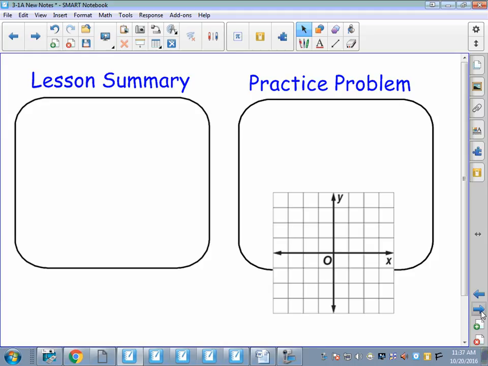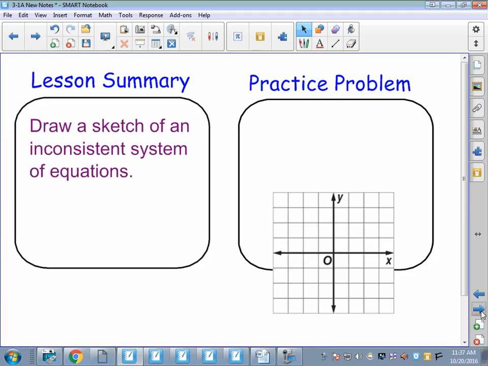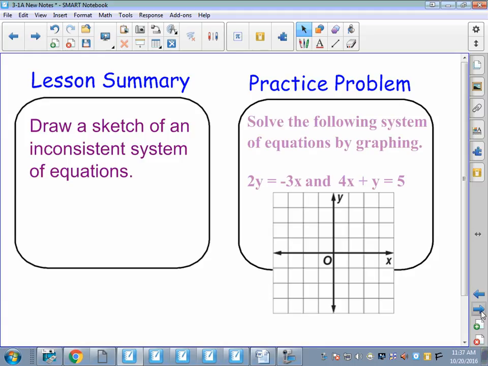All right, so I want you to draw a sketch of an inconsistent system of equations. Okay, open-ended, you've got lots of different choices there. And then I need you to solve this system of equations by graphing. So I gave you a few, you had to do a couple of steps there to make sure that it works. Solve for y first. Good luck.